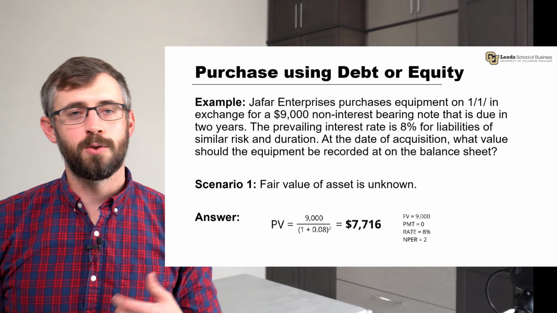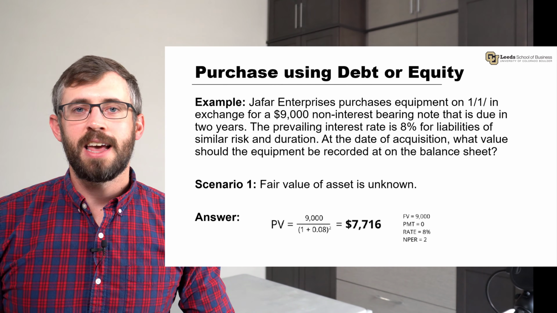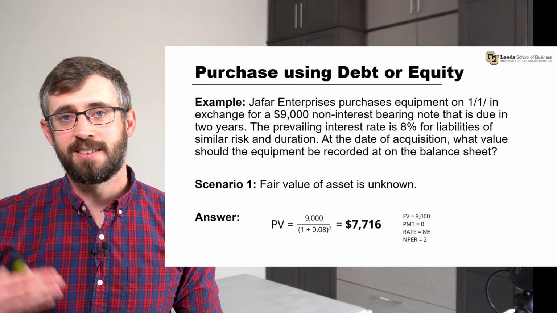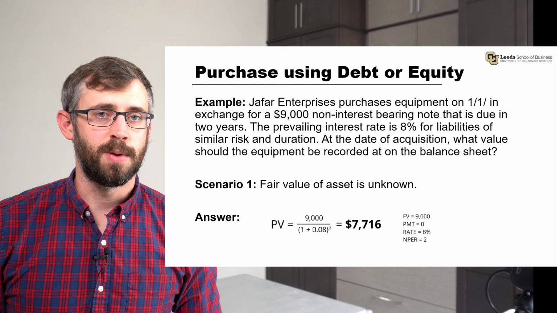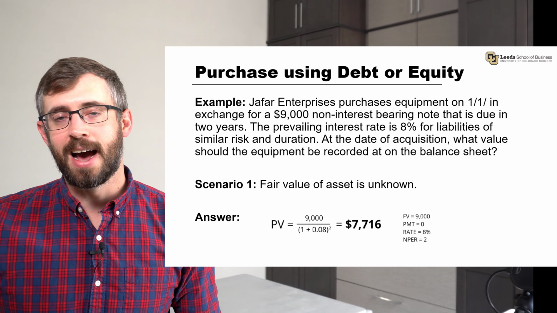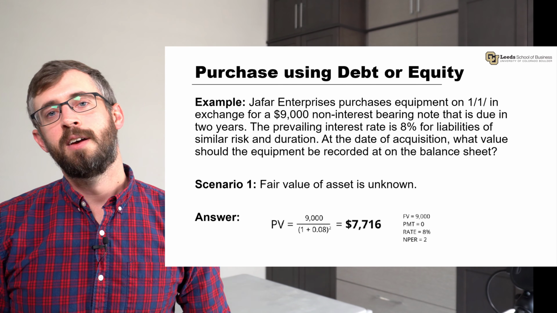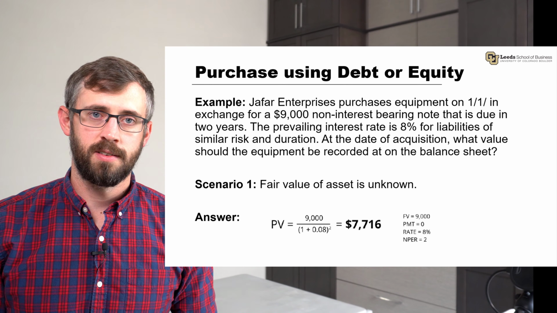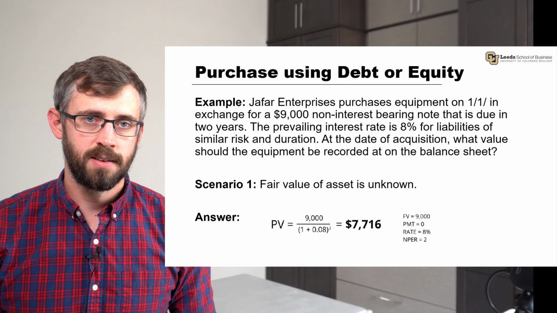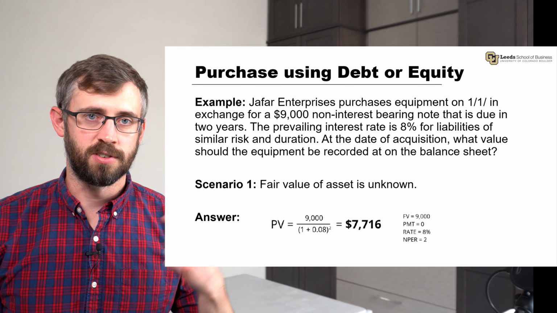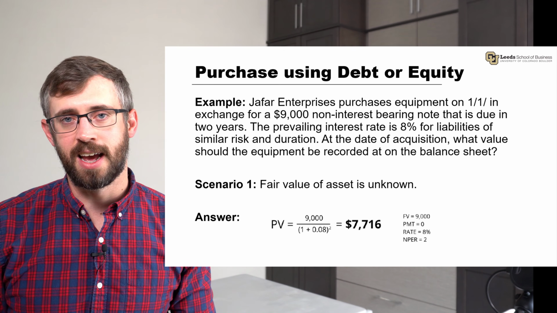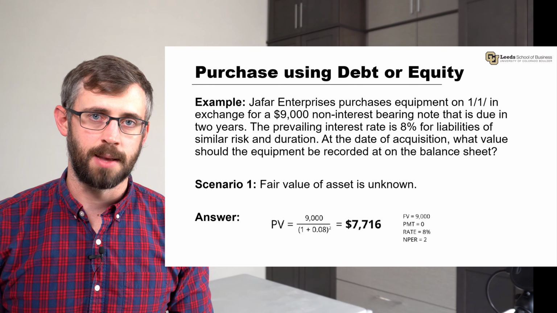$7,716. And so we're saying that, well, if I paid $7,716 in cash today, I could get this piece of equipment, or I could pay $9,000 2 years from now. Those are equivalent scenarios. And so because the note is worth $7,716 today, I'm going to debit my asset for $7,716 today and credit my note payable for that same amount.